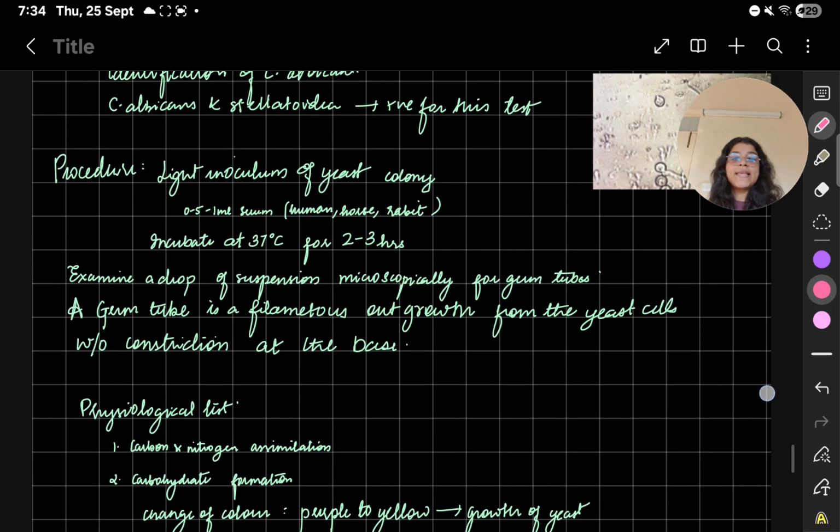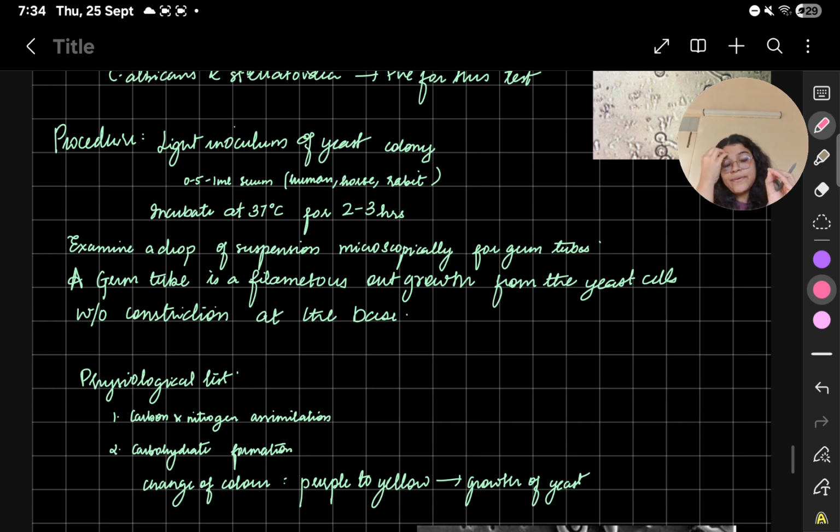Procedure: you take a light inoculum of the yeast colony, since you know it contains some yeast, and add it into 0.5 to 1 ml of serum. It could be human serum, horse serum or rabbit serum. Then you incubate it at 37°C for 2 to 3 hours. Once you do that, you examine a drop of the suspension microscopically for germ tubes.